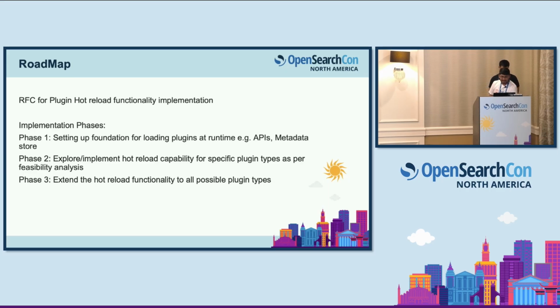Then further, we are planning to implement this in phases. The first phase would be to lay the foundation, where we will be changing the plugin service class to load plugins at runtime, and then adding some metadata APIs to get that information. Then phase 2 would be to explore and implement the hot reloadable functionality for some feasible plugin types. And then phase 3 would be to extend the reload functionality to all the plugin types where it is possible.